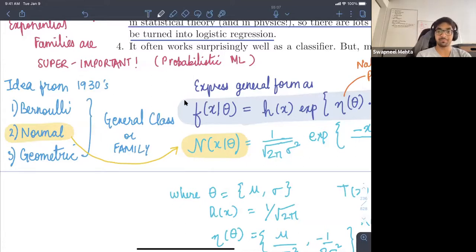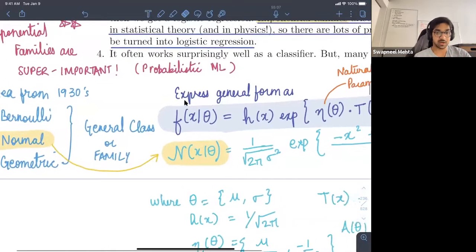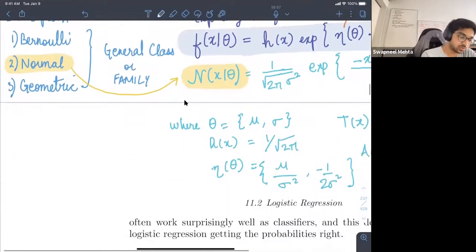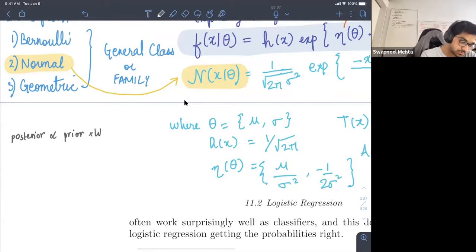And why does that matter? Well, because they have certain nice properties. One of the very important properties is that exponential families have conjugate distributions. This goes back to some part of Bayesian machine learning, where you want to calculate the posterior over your data. The posterior is proportional to the prior times the likelihood.